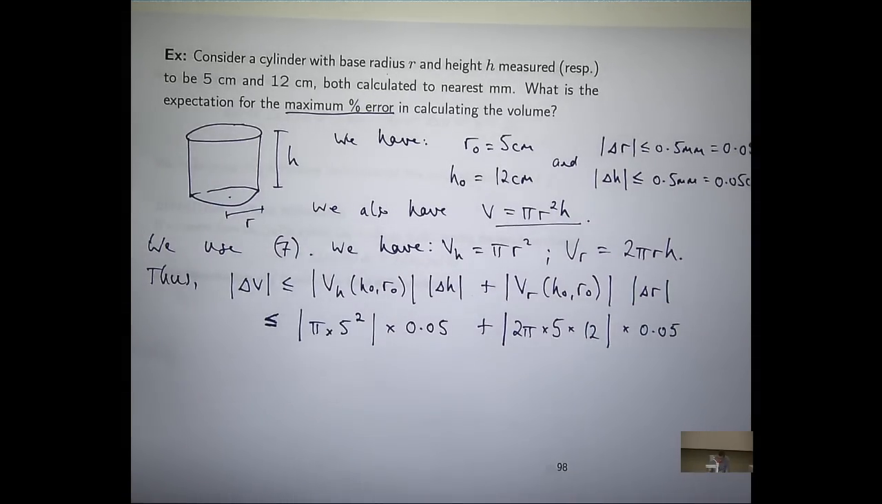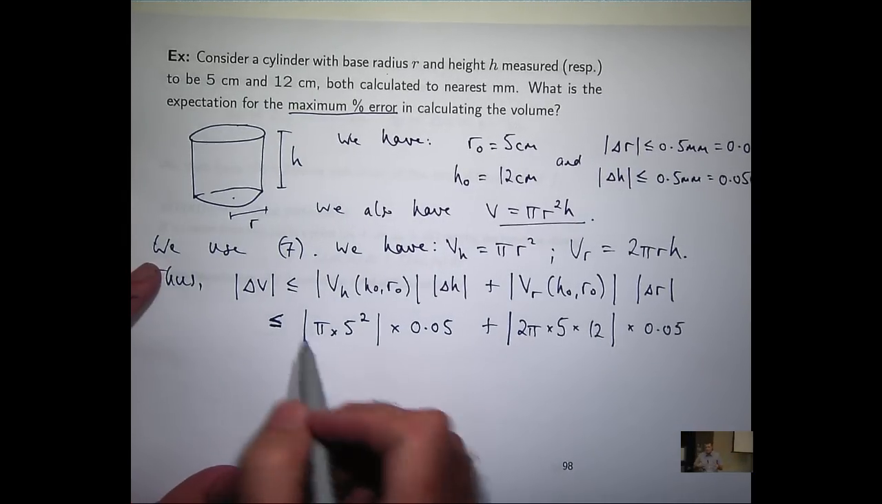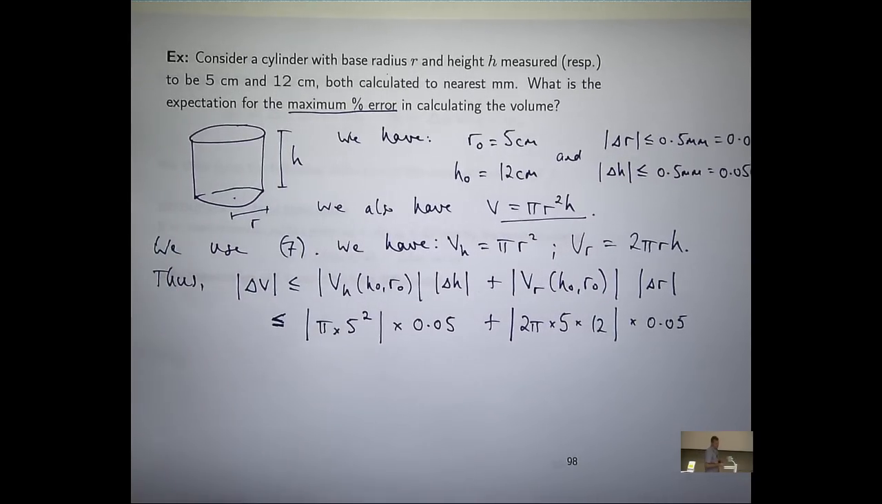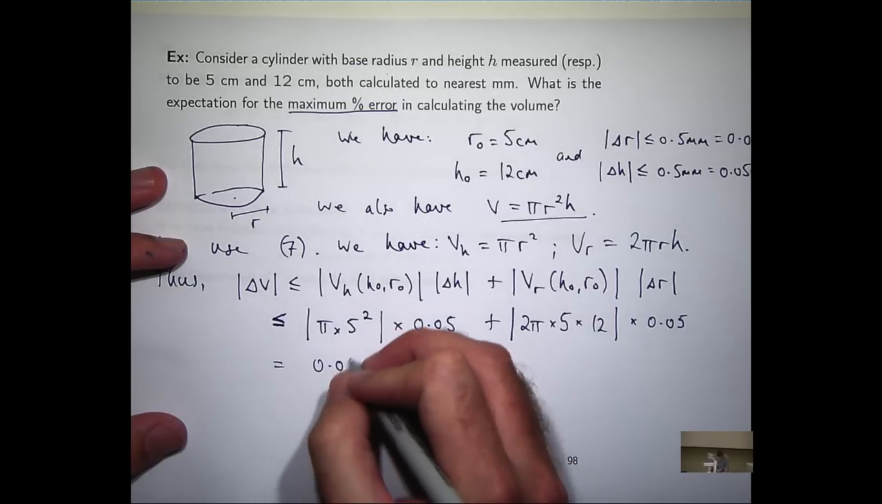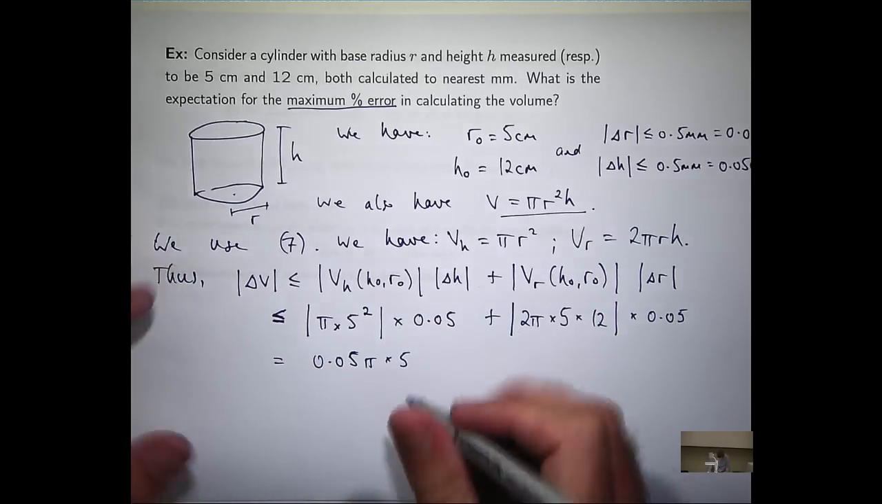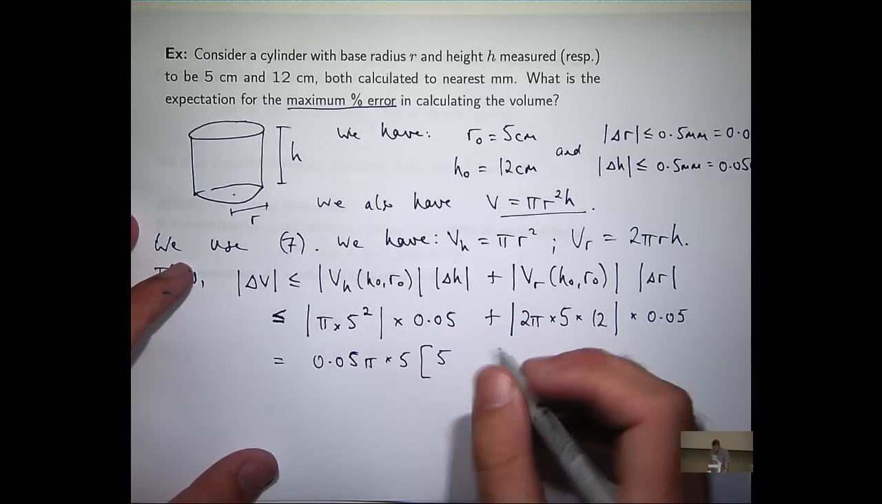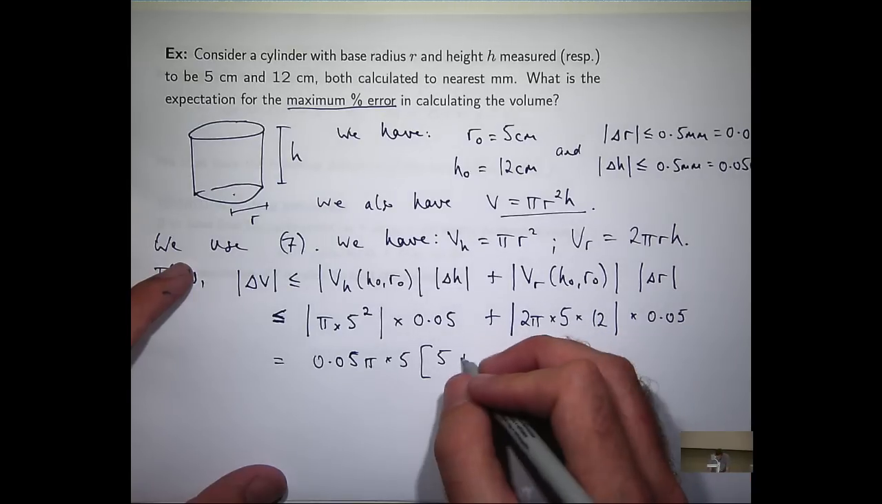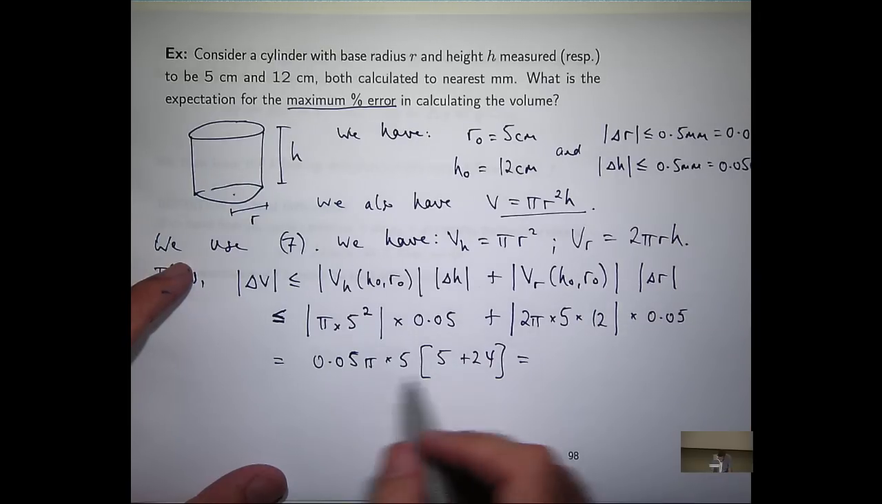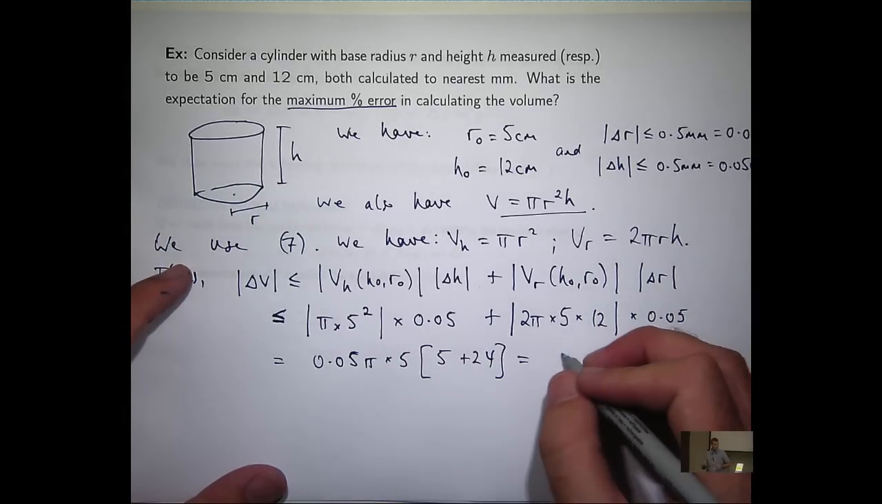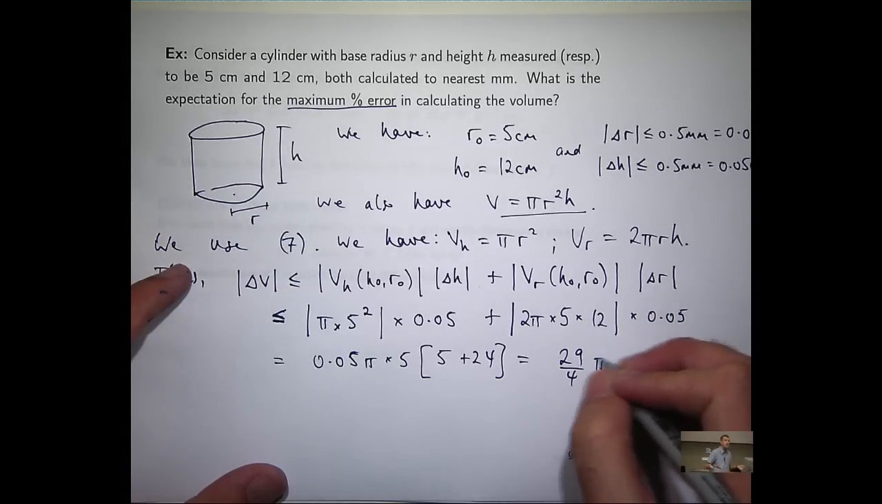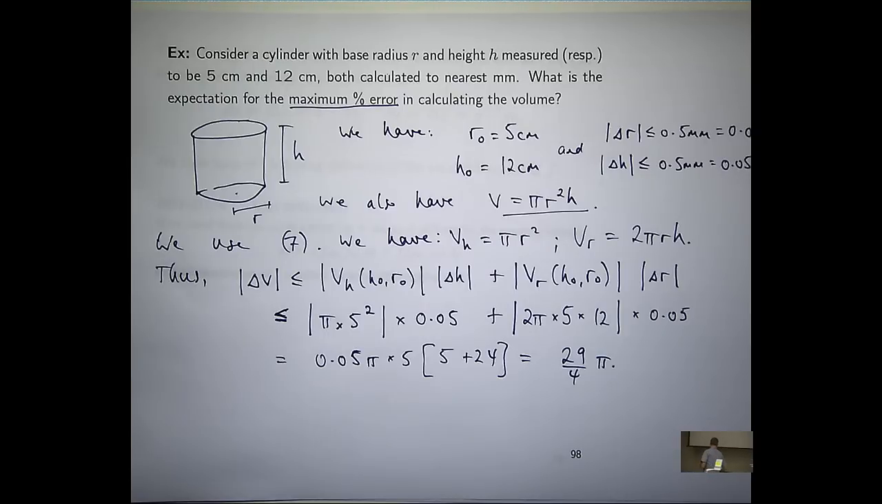So now it's just a matter of simplifying that down to some number. Well, you can get rid of the absolute values because all of these things are positive. I've got a common factor of 0.05, 5, and pi. So I'm actually going to take those out. And what am I going to be left with? I'm going to be left with 5 in there, and 2 times 12 there, so 24. So if you can simplify this down to... now, we're actually chasing some sort of estimate for the maximum percentage error. So we're not quite done yet.